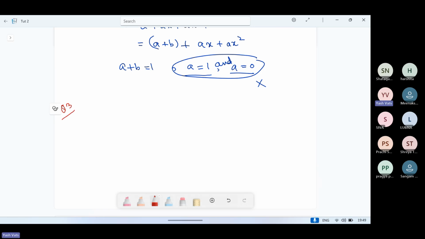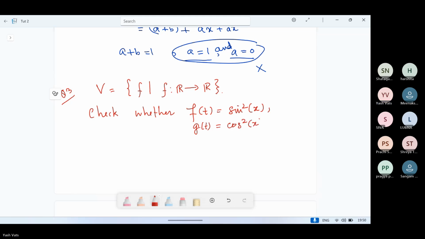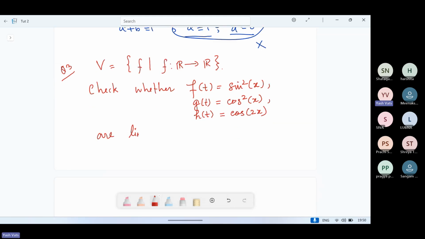So let V be a vector space of functions. Let capital V consist of functions f such that f is from R to R. Then you have to check whether f(x) is equal to sin square x, g(x) is equal to cos square x, h(x) is equal to cos 2x are linearly dependent or not.